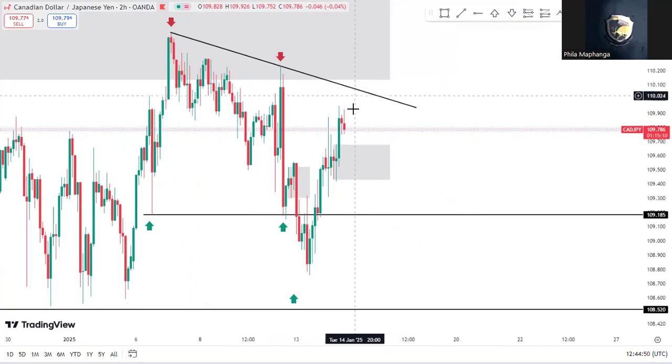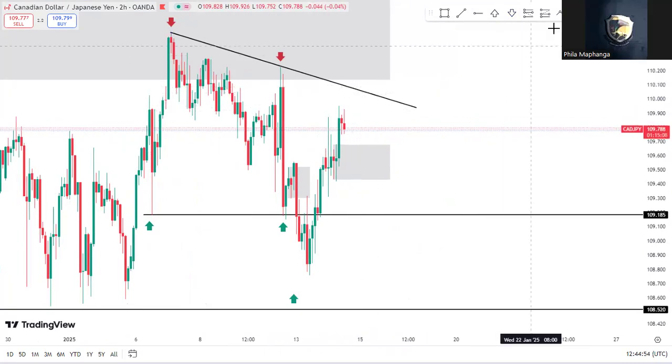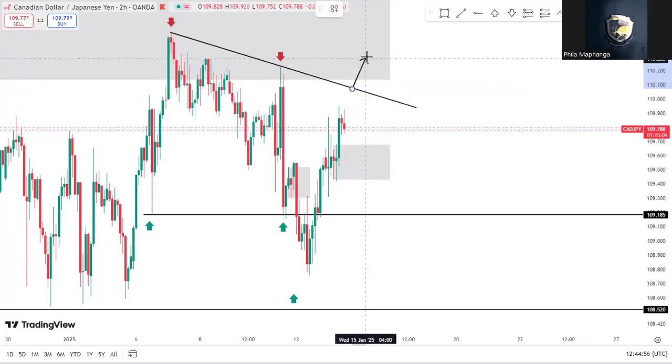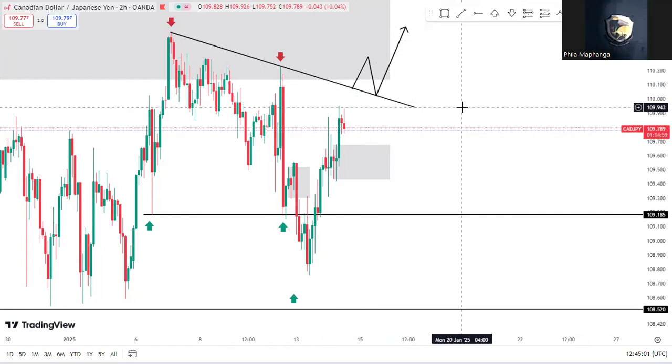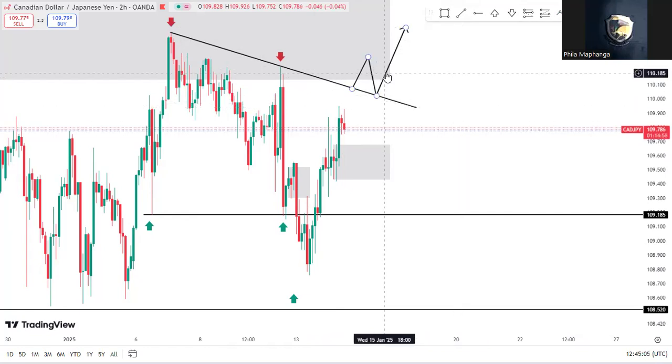The reason why I won't advise anyone to look for entries on this trend line is because this trend line is going to be broken. They'll push up and come back down, and then they continue with the upside. Can you see that?